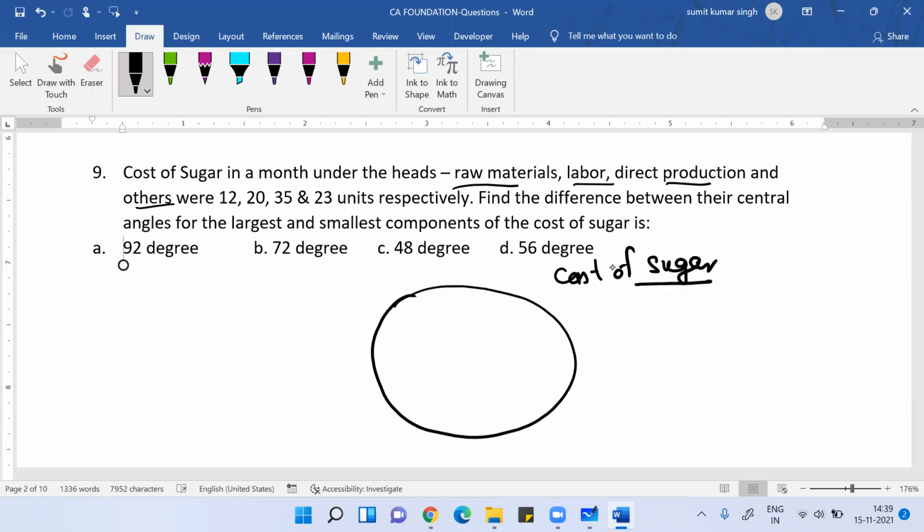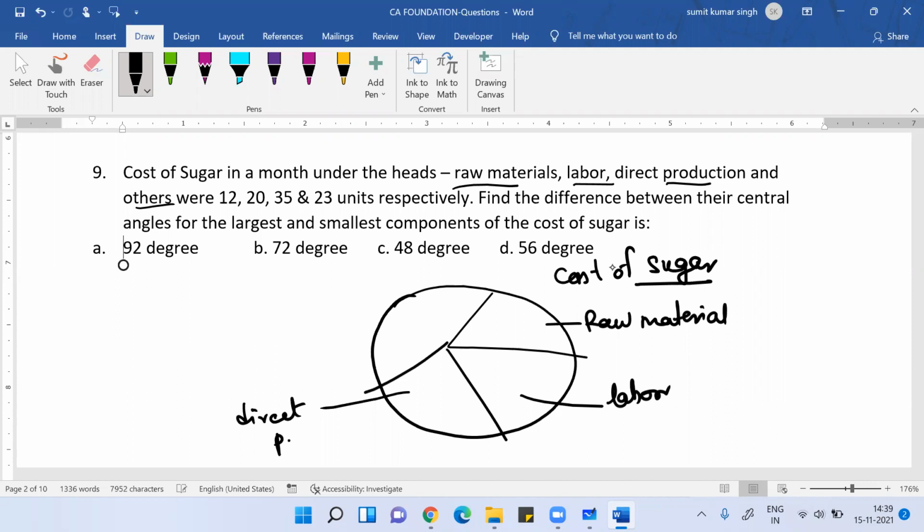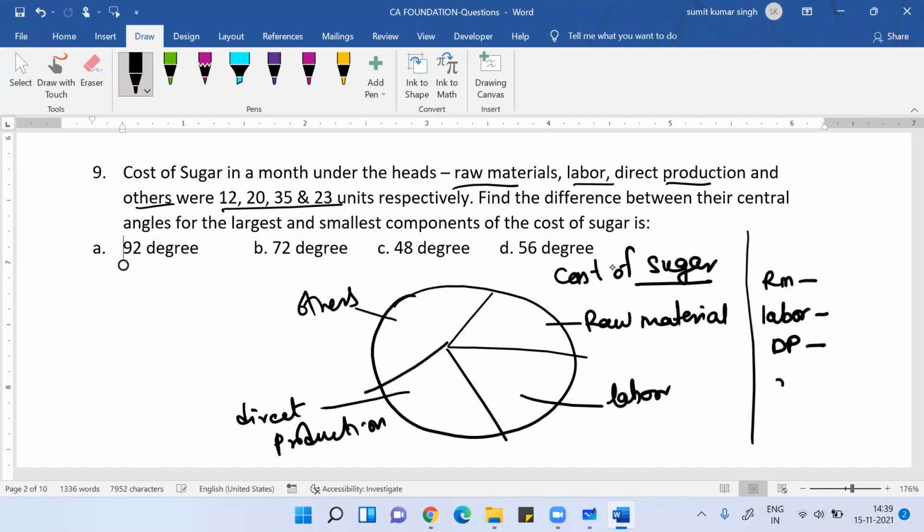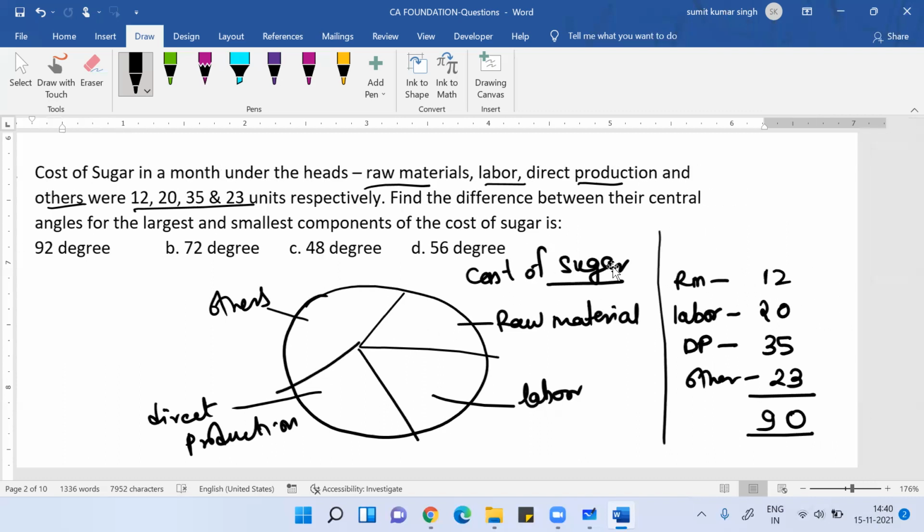On what factors does the cost of sugar depend? It depends upon raw material, then on labor, then on direct production, and then on others. The values of them are given, so with that I can find the total cost. Raw material is 12, these are just artificial data, 12 units, then labor is 20 units, direct production is 35 units, and others is 23 units. If I do the total sum, the total is 90. Then I can find their central angle.